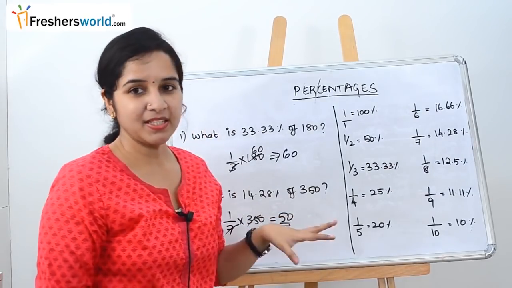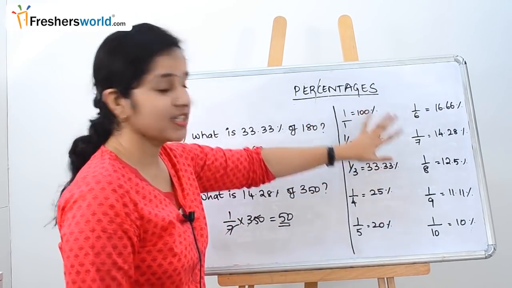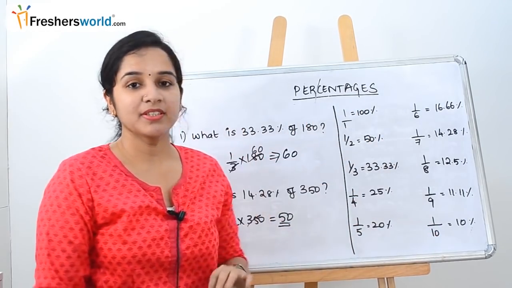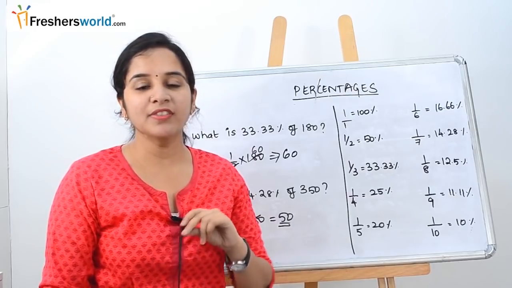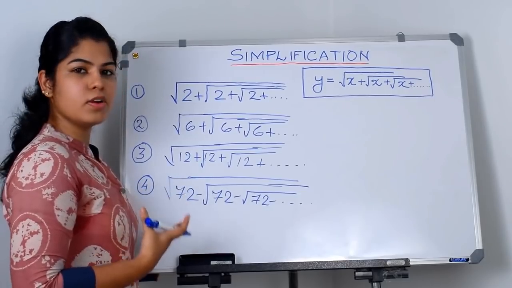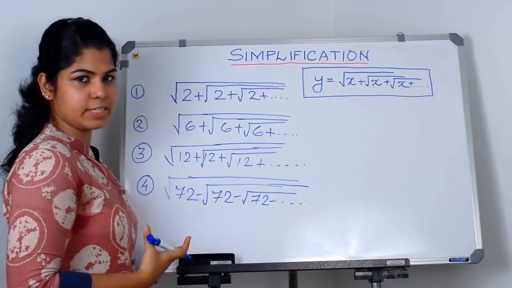So this is the main reason for knowing these things. It's very simple to remember. If you remember this, most of the percentage problems can be solved within 5-6 seconds. These questions are also common in SSC CGL type of exams.